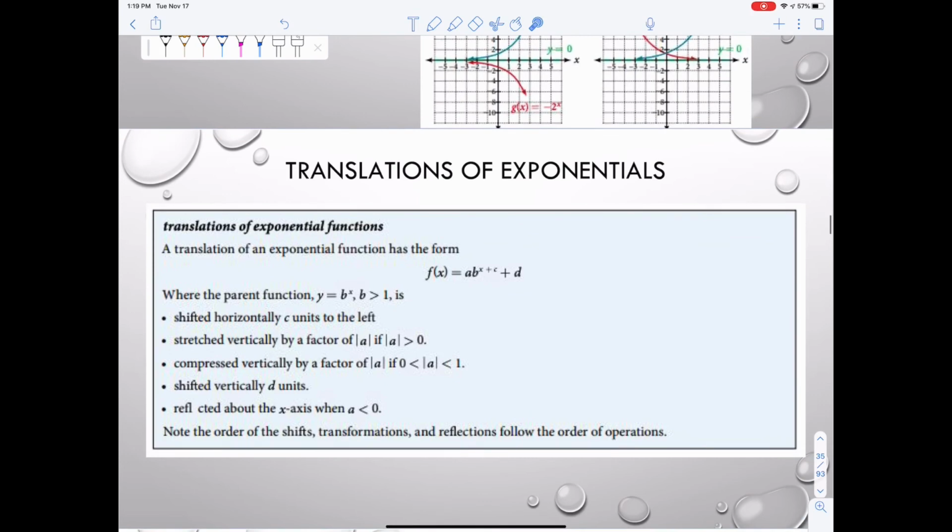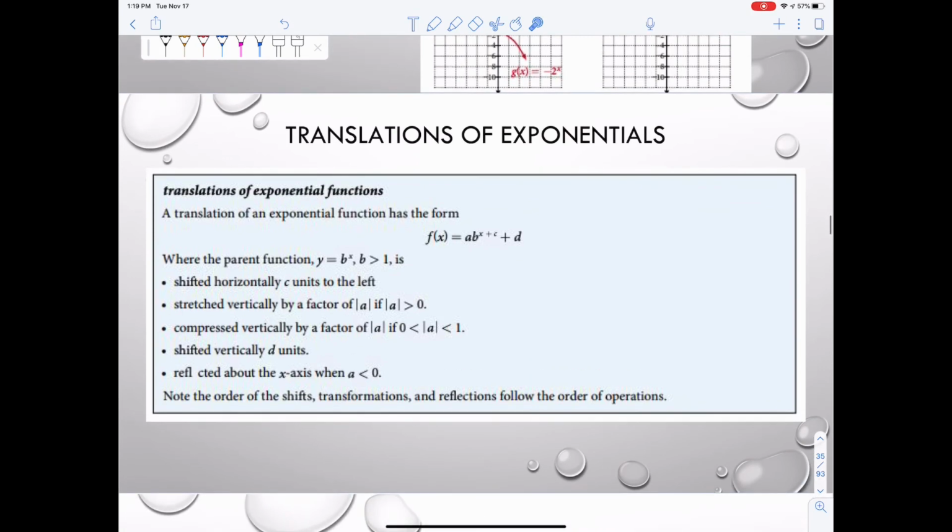Again, translations of exponentials, this comes straight out of our book. Feel free to read through all of this, or it's the same fundamental things, but they're just using different letters. I forget what page this is on, but this is a screenshot straight out of our book, where I have a times b to the x plus c instead of x minus h plus d, all right? It's still doing the exact same thing.